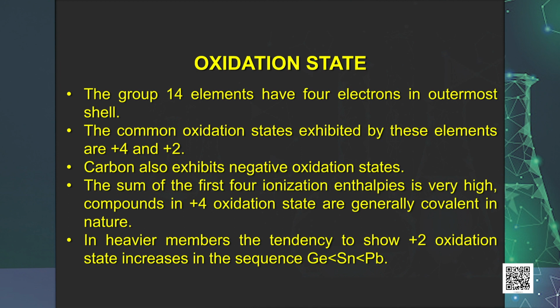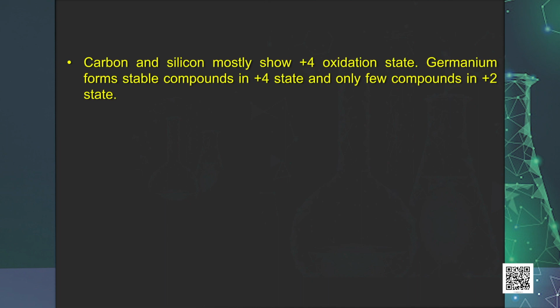In heavier members, the tendency to show +2 oxidation state increases in the sequence that germanium is less than tin, which is less than lead. It is due to the inability of ns electrons of valence shell to participate in bonding. The relative stabilities of these two oxidation states vary down the group.